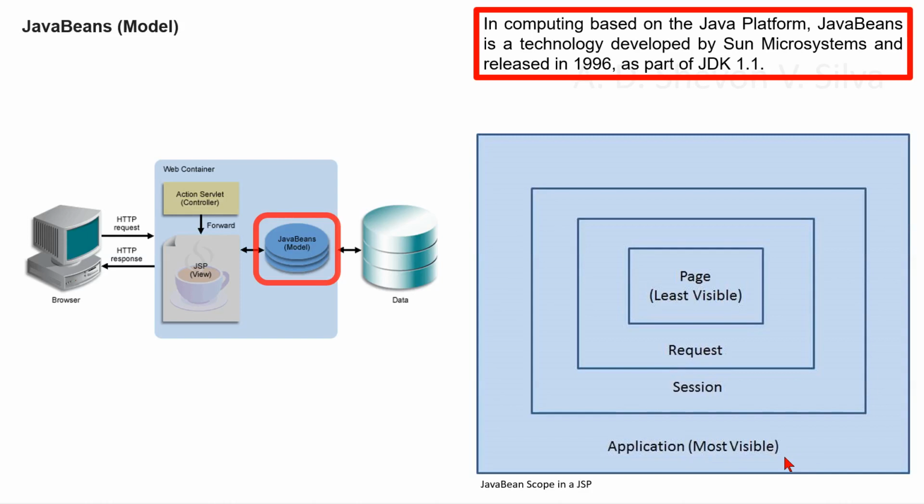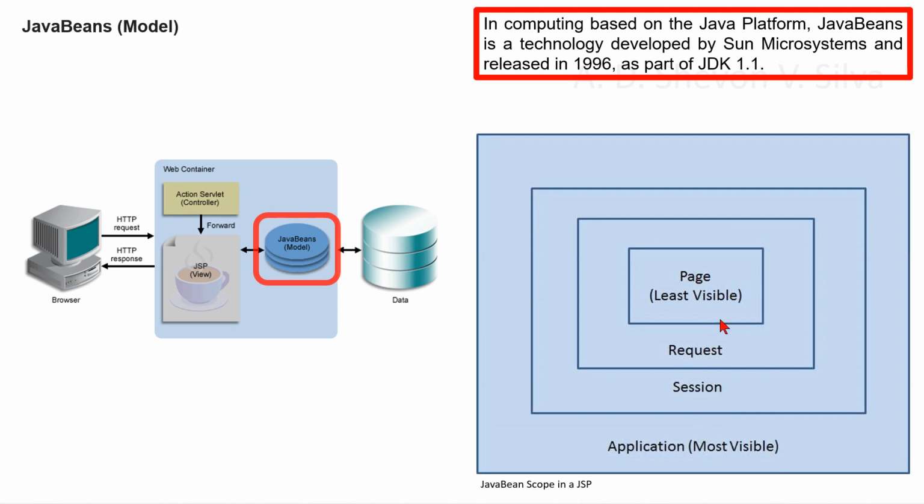Now we are considering JavaBeans scope in a JSP. JavaBeans have scope just like all variables. You declare this in a jsp:useBean element. When you use the bean for the first time, there are multiple scopes possible for the bean. They are page, request, session, and application. We start with the page, which is the least visible, and go to the application, which is the most visible. To make it easy to understand, look at the picture here.